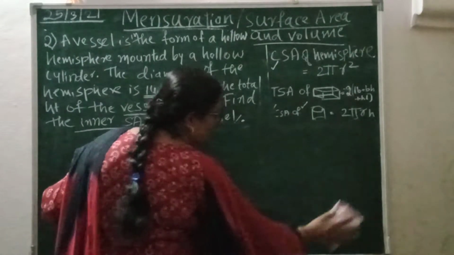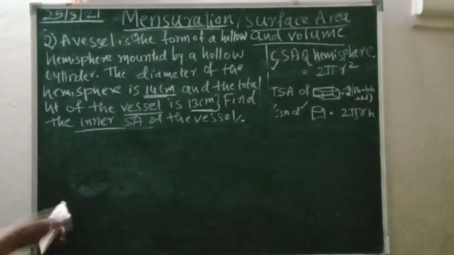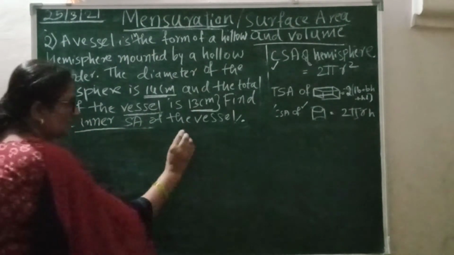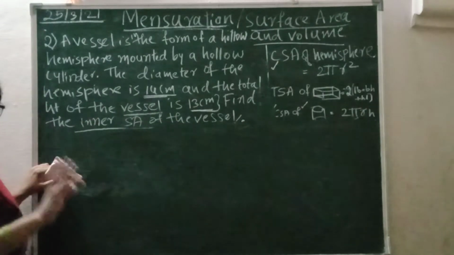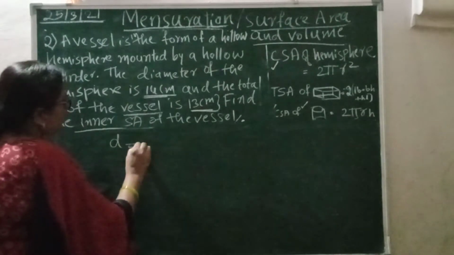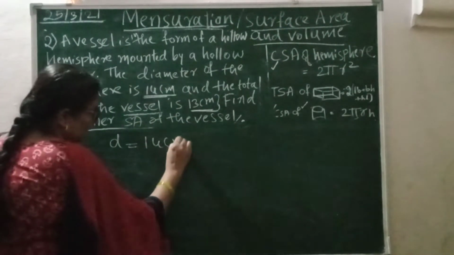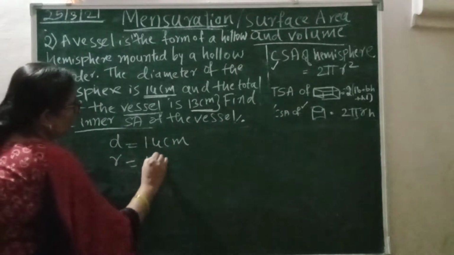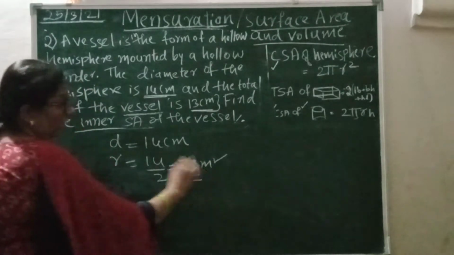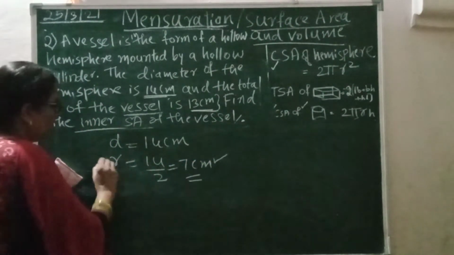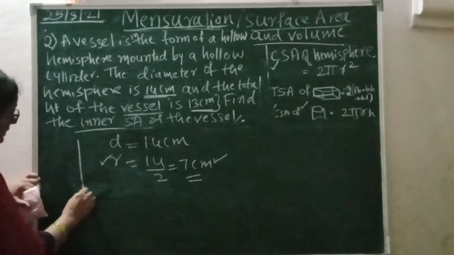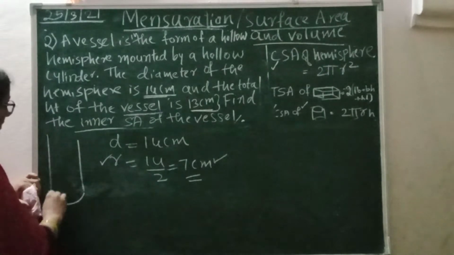Now let us write these things systematically, without any confusion. First thing, the diameter of the hemisphere is the same as the diameter of the cylinder because they are kept one over the other. So here the diameter is equal to how much are you given? 14 centimeter. Immediately get the radius. Yes, very simple, 7 centimeter. This is one problem clear. Now the height of the vessel, it means it is a combination of what?